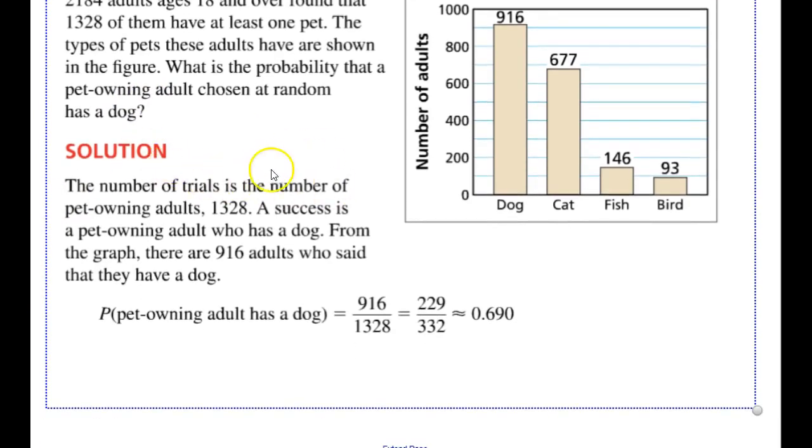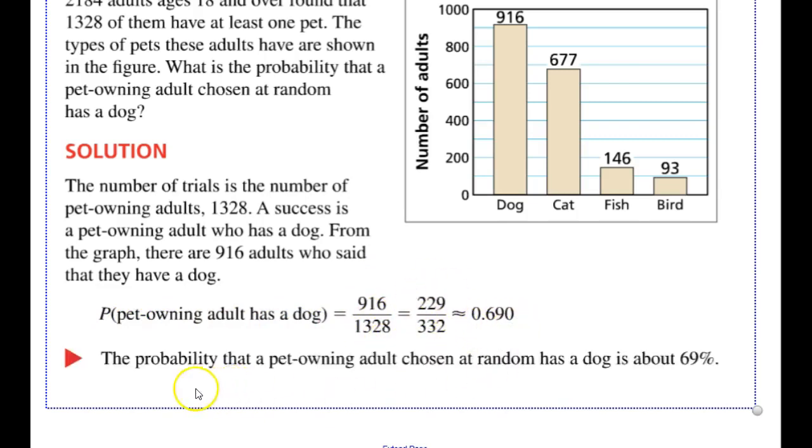The number of trials is the number of pet-owning adults, because I don't care about those who don't own a pet, since I'm told in my question that I'm dealing with pet-owning adults. So that's my trials. A success is a pet-owning adult who has a dog, which from my table I see is 916. So now let's find the probability that this pet-owning adult has a dog. That's 916 divided by 1328, which simplifies to approximately 0.69. So the probability that a pet-owning adult has a dog is about 69%.